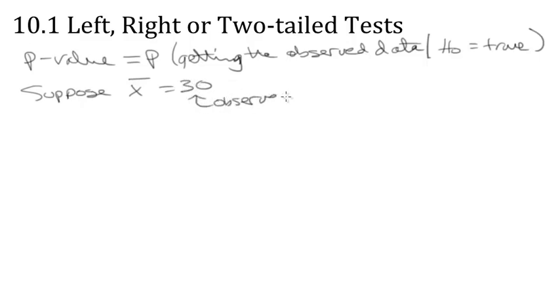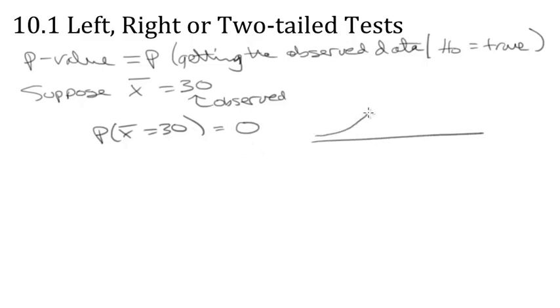This has really happened. Now the probability of x bar equaling 30, remember that sample means are normally distributed, which are continuous. This is virtually 0. Let's have a look. Sample means are normally distributed. So suppose this is where 30 is on this drawing. It has no width whatsoever.